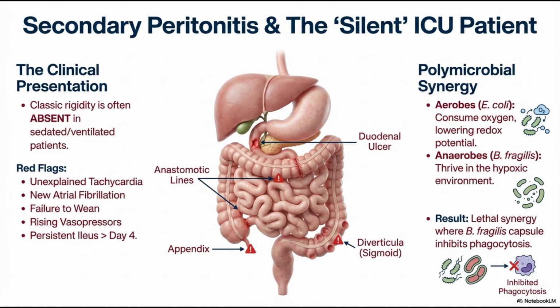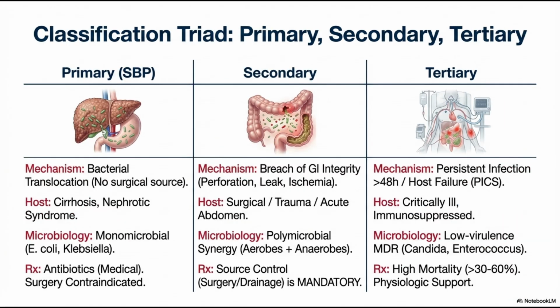Now for the scary one, the one that keeps intensivists up at night. Tertiary peritonitis. This is the failure state. The definition is persistent sepsis more than 48 hours after you think you've had adequate source control. So we operated, we washed it out, we gave the drugs, and they're still septic a week later. Exactly. And the microbiology shifts. The E. coli is dead. We killed it with the ceftriaxone. Now you have the low virulence, high resistance bugs: Enterococcus, Candida, Staphylococcus epidermidis.